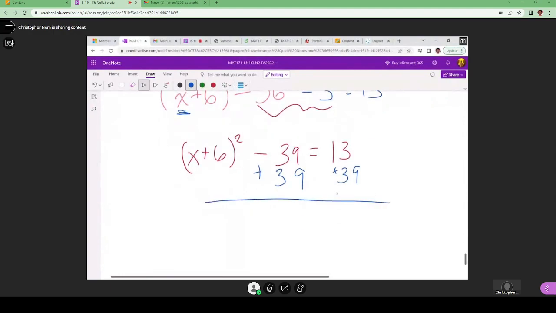So once you add 39 to both sides, you have x plus 6 squared equals, what is that, 52?